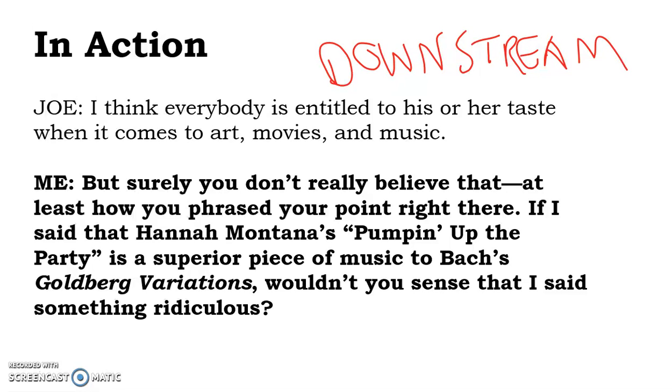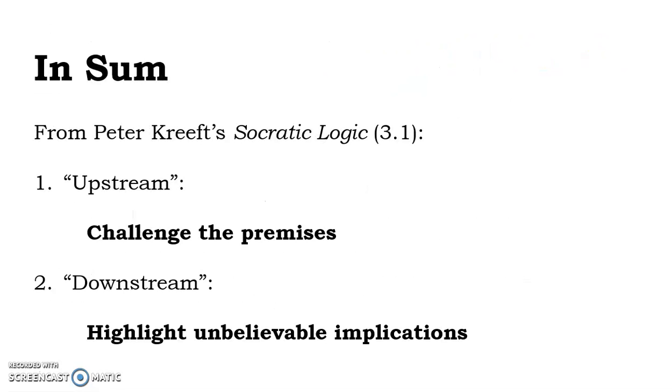And it is particularly effective because it gets at the heart of the matter, which is the main thesis that the conversation partner is putting forward. So what do you have to know for the quiz? You just have to know the names of these two techniques, upstream, downstream, and you have to be able to define each of them. Upstream is challenging the premises, downstream is highlighting unbelievable implications, reductio ad absurdum. And that's it.